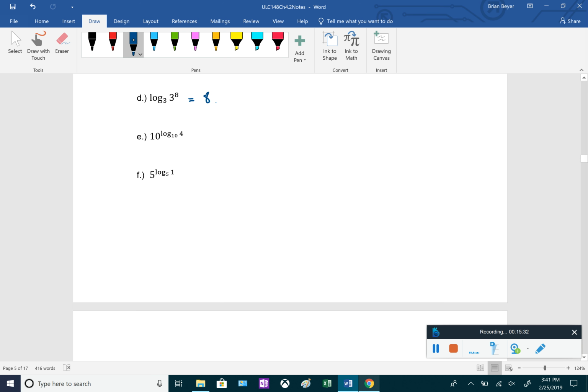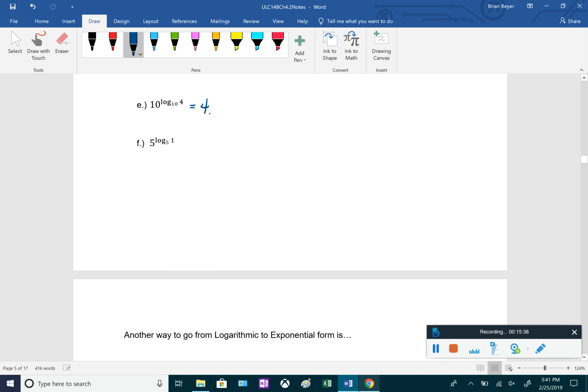10 raised up to the log base 10 of 4. They're both base 10, they cancel, and we're just left with 4. And lastly, we have 5 raised up to the log base 5 of 1. Using the inverse properties we're doing right now, they're both base 5, the exponential and the log, so it's just going to cancel to 1.